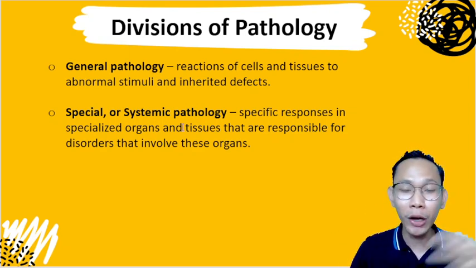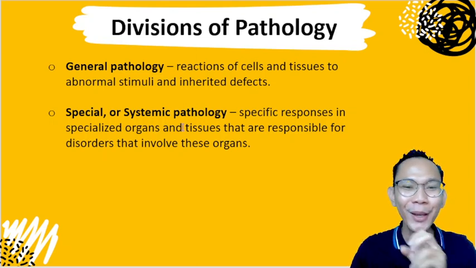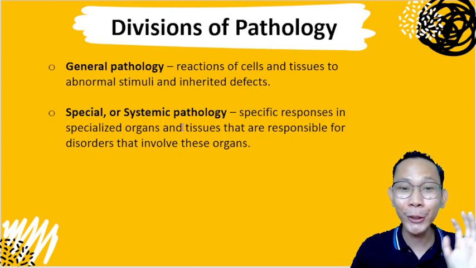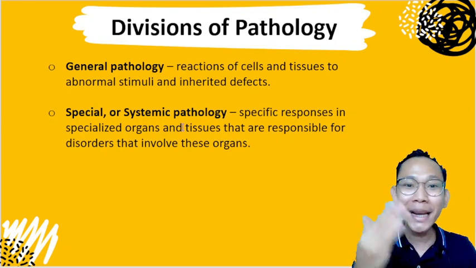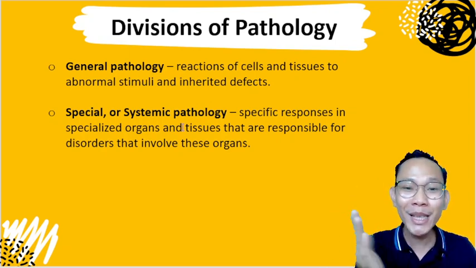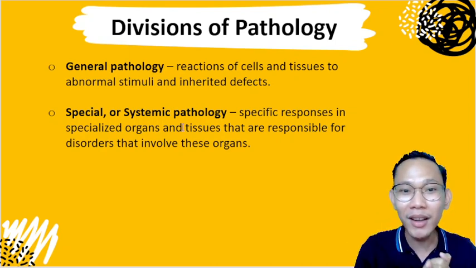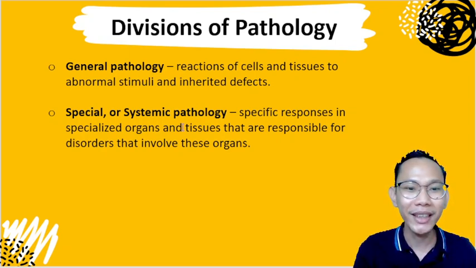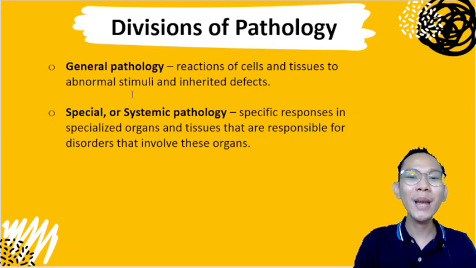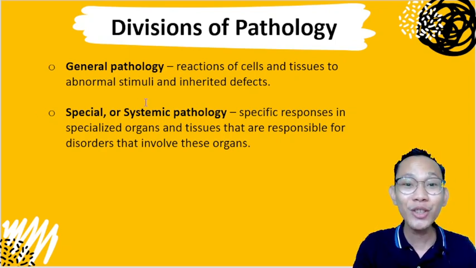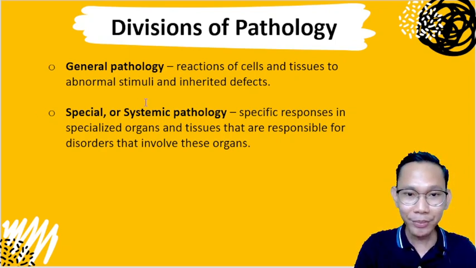When you scan your Robbins, or your book, you can see may per chapter na specific organs. May chapter para lang sa puso, may chapter specific for the lungs, may chapter specific for the kidney. So that's your systemic pathology. So yan yung divisions of pathology.